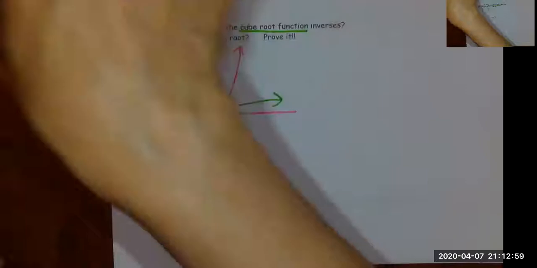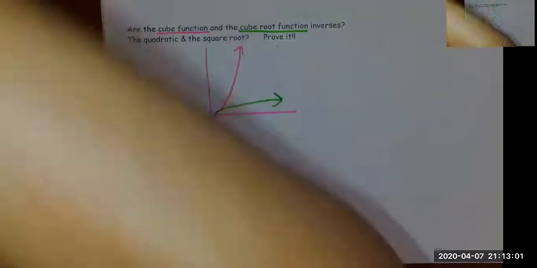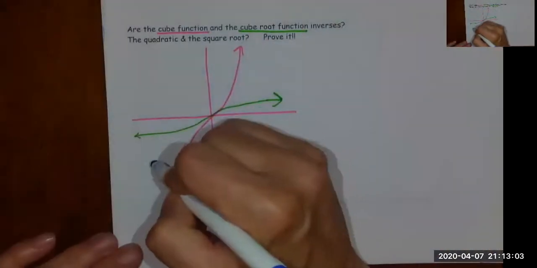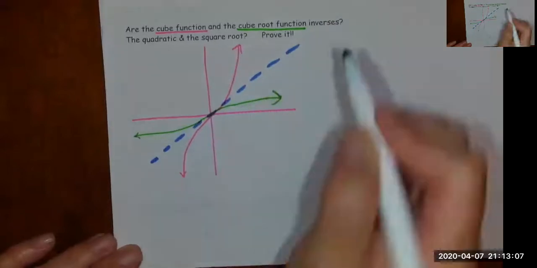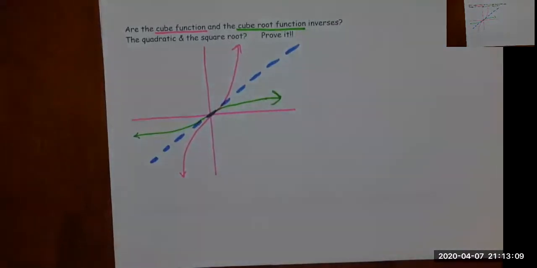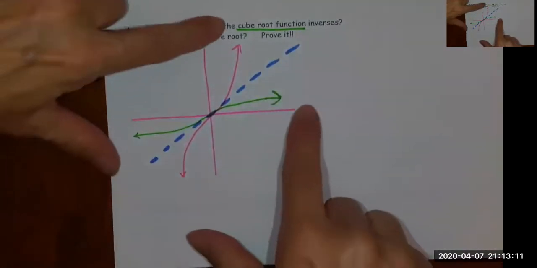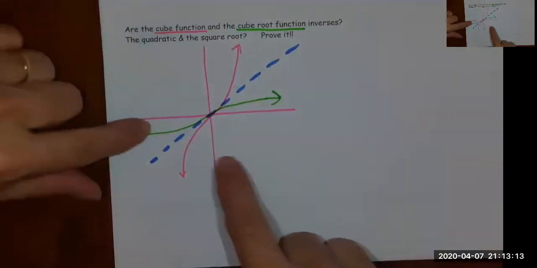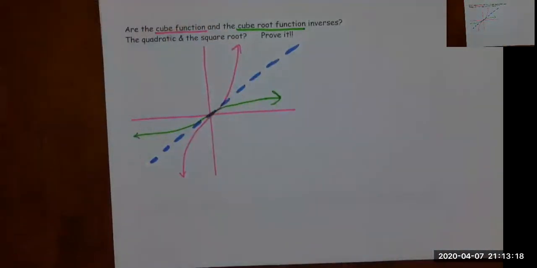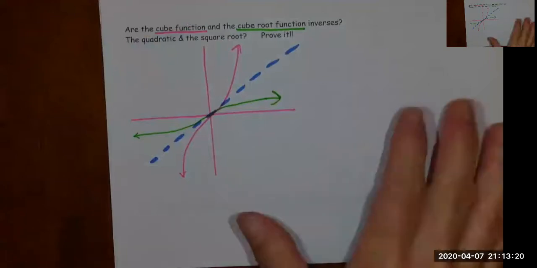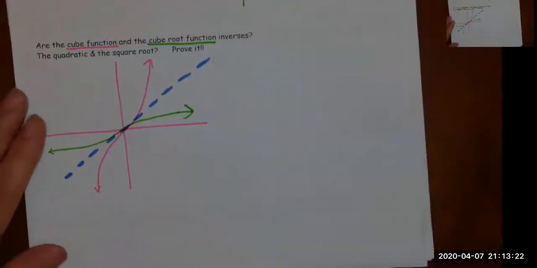Are they inverses? Well, to know if they're inverses, you're going to ask yourself, does this 45-degree line act like a mirror? It does act like a mirror. If you were looking at this, it cuts it exactly in half. Okay, so that's the graphic representation.